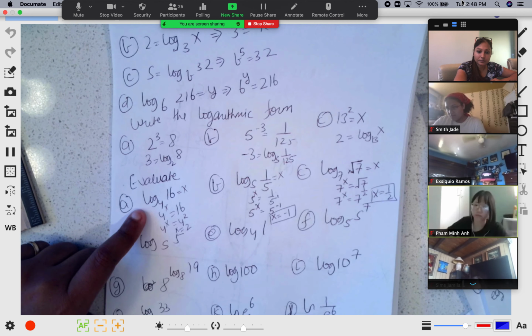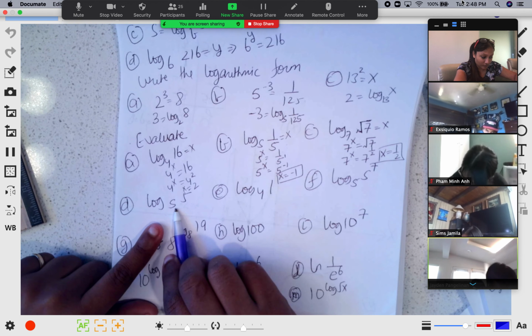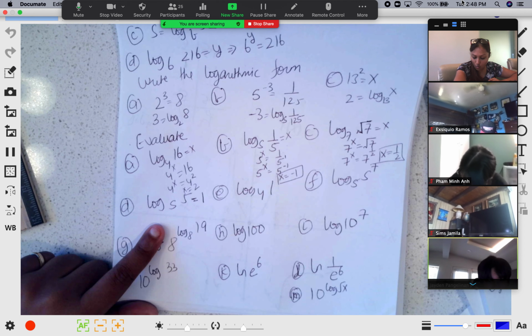Jaden? We're on D, right? Yes. Okay, so it's equal to 1. Same base and the same number. It is exactly equal to 1.